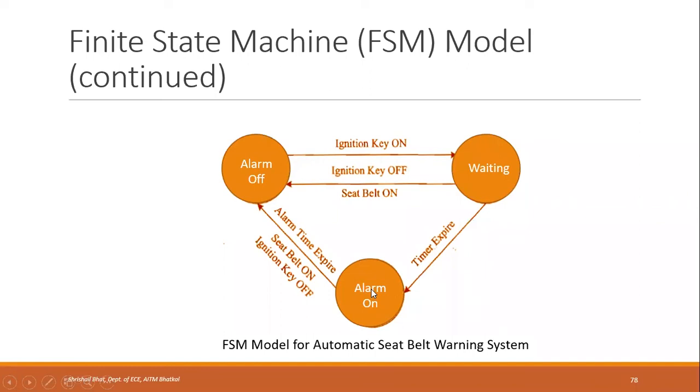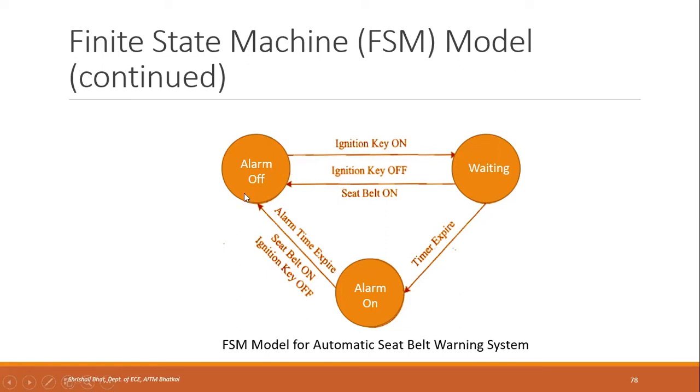So how do you decide for what time the alarm will be on? Again, there are some events which can trigger. If the alarm time expires, that is one event. That means after 5 seconds, the alarm will go to alarm off state. Or else if the seat belt is put on, fastened, the alarm will go to alarm off state. Or if the ignition key is turned off, then also the alarm will go to alarm off state. So this is the way we can draw the state diagram or FSM model for the automatic seatbelt warning system.